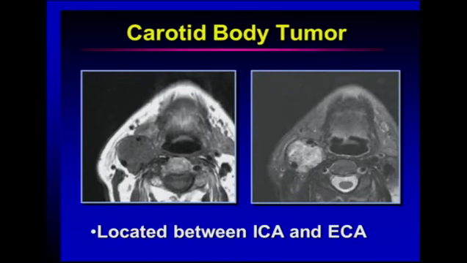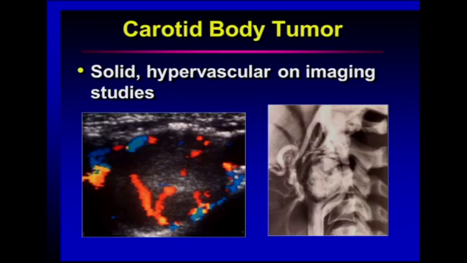On MR, we can see that anatomic location more clearly, with the mass located between the internal and external carotid arteries and of increased intensity on the T2 weighted image. These are quite vascular tumors. We can see this on the angiogram. We can see flow within it on the Doppler ultrasound exam. They tend to be one of the most vascular types of tumors within the body.